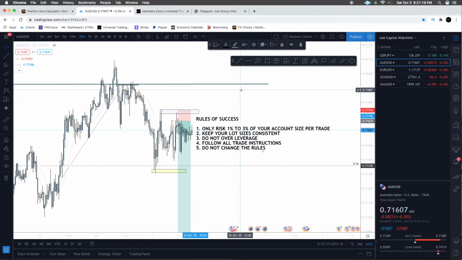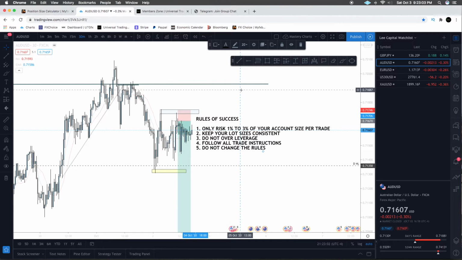Let's say you risk 10% per trade. If you lose 10 trades in a row, you lost your entire account. But risking 1%, you can lose 100 trades before you blow your account. Risking 3%, you could lose up to 33, 34 trades before blowing your account size. Risking only 1 to 3% of your account size, that's the way professionals trade. That's the way I trade, and with this, I've been able to be successful.